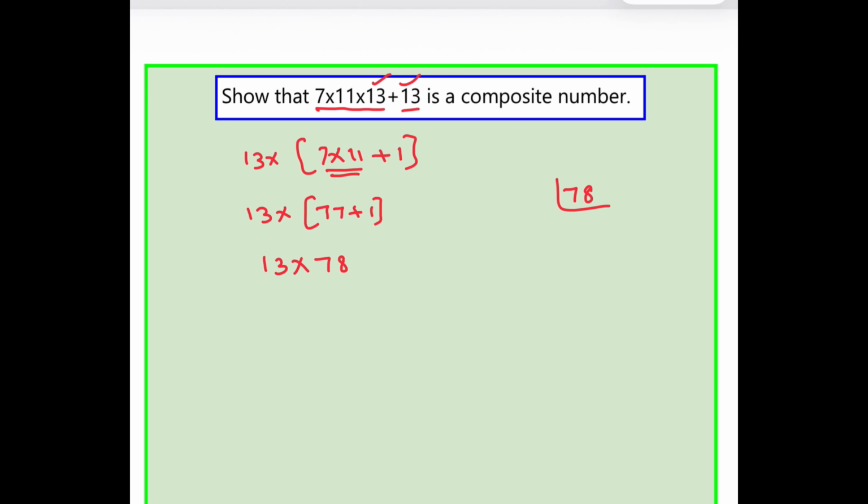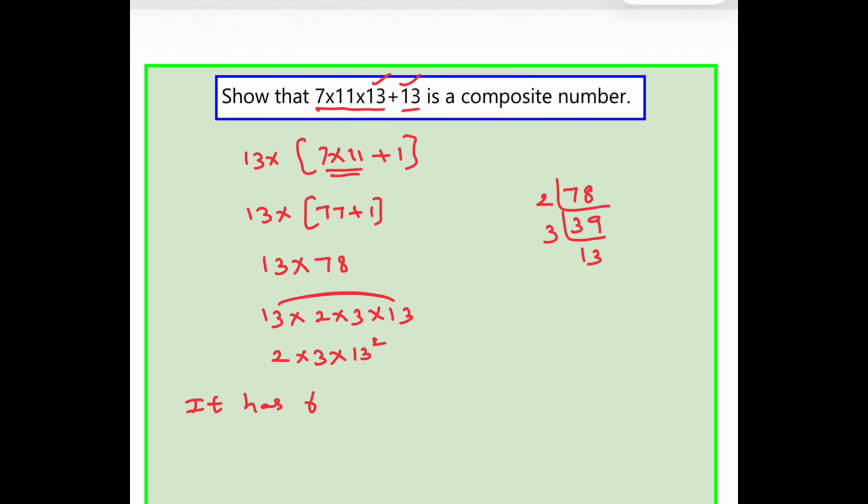78 if you factorize, 2 into 39, 3 into 13. 13 into 78 can be written as 13 into 2 into 3 into 13. 13 comes 2 times, so 13 square. It has 3 factors: 2, 3, 13. Therefore, it is a composite number.